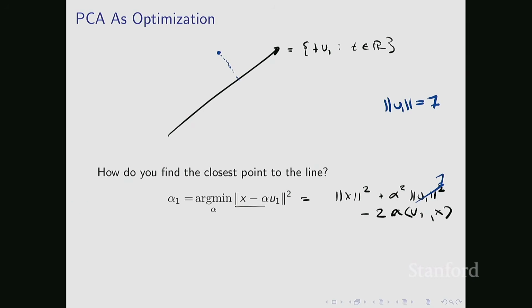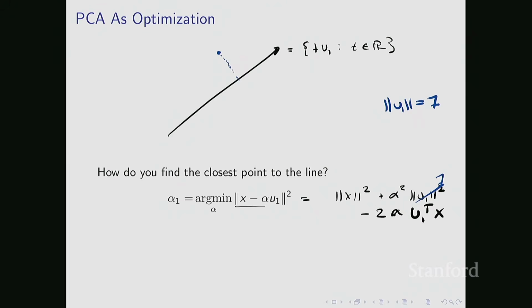When I'm minimizing this, what is my trick? Oh yeah, this is the inner product. Sorry, we don't use that notation. Yeah, sorry. u1 transpose x. Cool. Okay, so when we differentiate this, what happens? Well, what we're minimizing over is alpha. So what do we get when all is said and done? Well, I have it on the next slide.